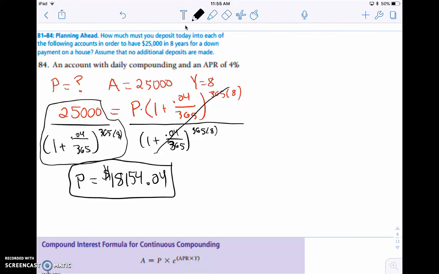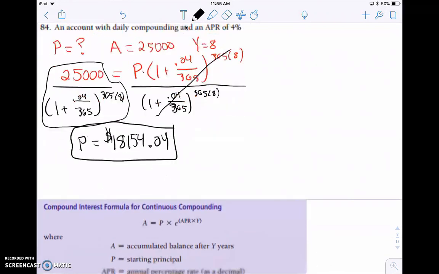So that's what you should get when you type in that big 25,000 over 1 plus 0.04 over 365 to the 365 times 8 power. Again, a scientific calculator would work very well. The one that I use is a Casio FX-300 ES Plus, and it works very well. There are many others out there, but that one, I picked it up at Walmart for like $9, and it does these things very, very well. So, again, if you can't get those, please contact me so we can help you out on that.